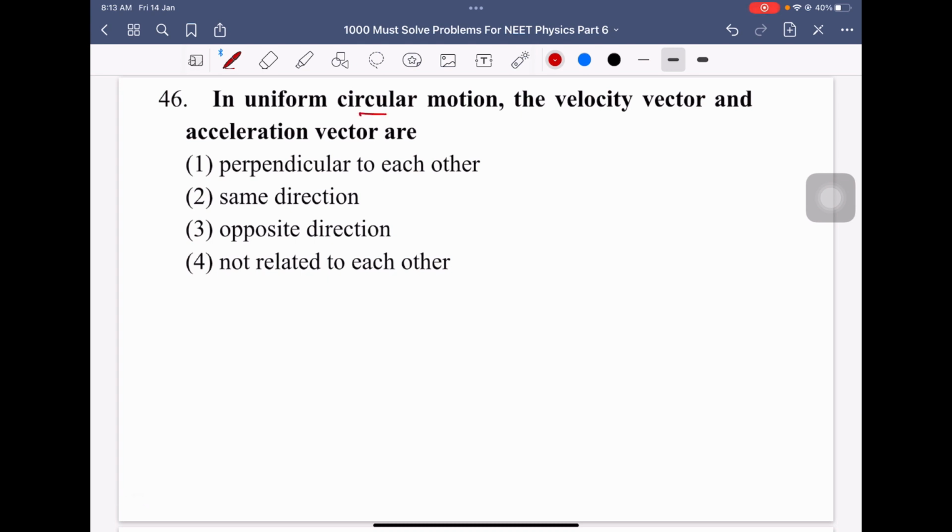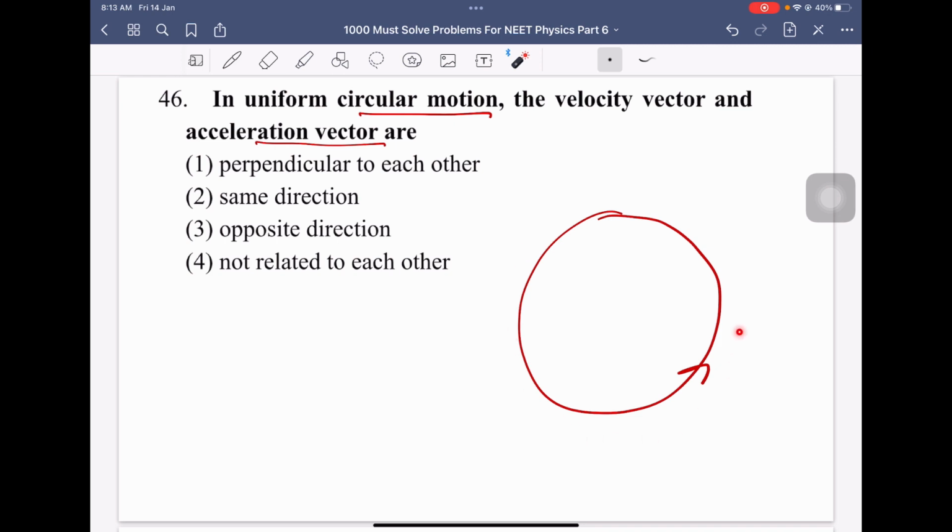In uniform circular motion, the velocity vector and acceleration vector are perpendicular to each other, or same direction. This is uniform circular motion. Say the particle is moving, so this is the sense of rotation. What is the direction of instantaneous velocity? Instantaneous velocity is along the tangent. What is the direction of acceleration? Acceleration is centripetal acceleration, directed towards the center. So angle between acceleration and velocity is 90 degrees. So they are perpendicular to each other. Very simple.